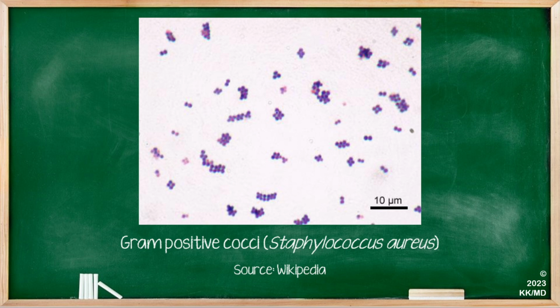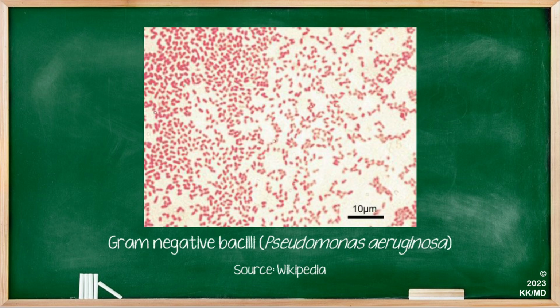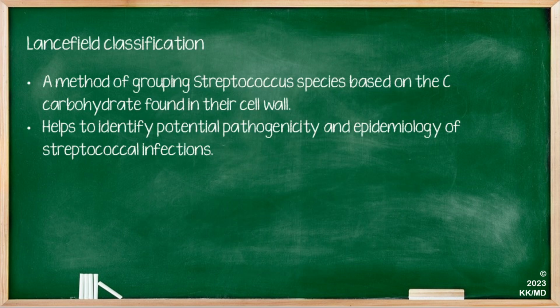You'll recognise this slide from the last episode, but this is just a reminder that an example of gram-positive cocci is Staphylococcus aureus. On the next slide, we have an example of gram-negative bacilli, which is Pseudomonas aeruginosa in this case. So now we'll move on to a classification of Streptococcus species specifically, known as Lancefield grouping.